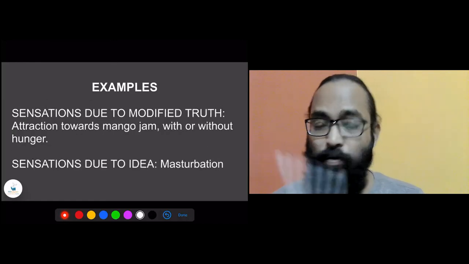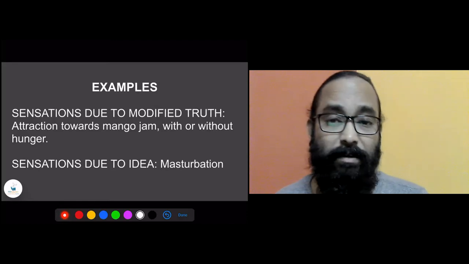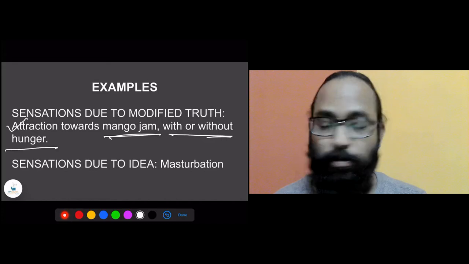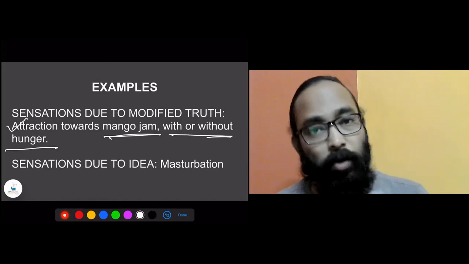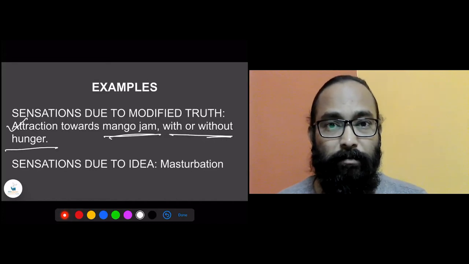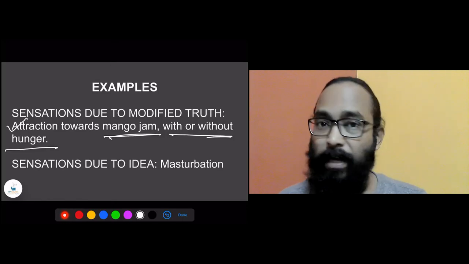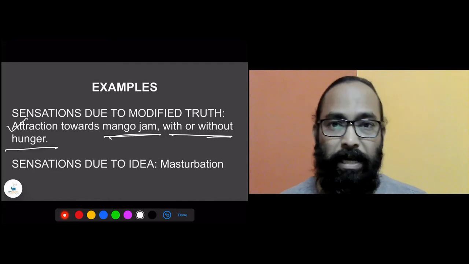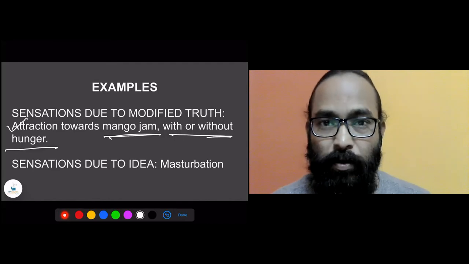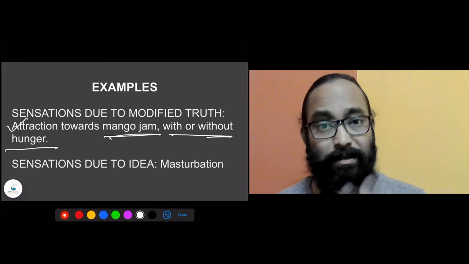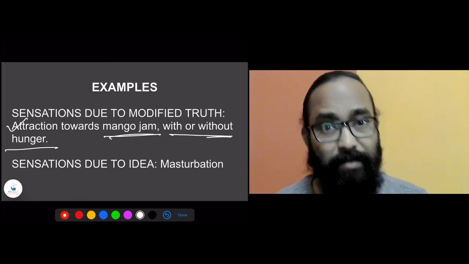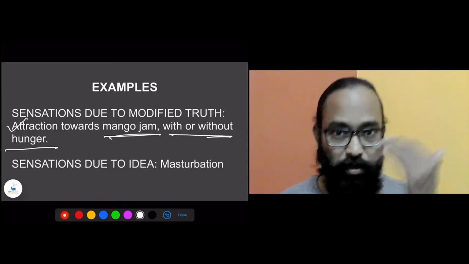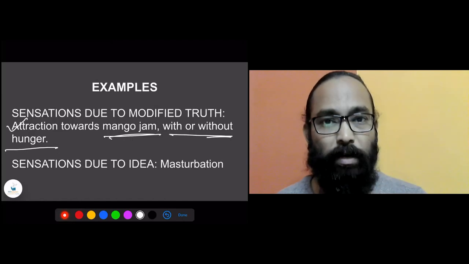Now, sensation due to modified truth. Sensation due to modified truth is attraction towards mango jam, with or without hunger. In this modified truth, not only the mango jam, but all modified taste, humanly made, humanly modified taste. Attraction towards these tastes doesn't need the support of hunger. Hunger is a tendency-based response, which is a physiological aspect, not a neural aspect. Craving is a neural aspect.